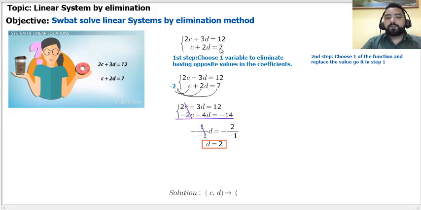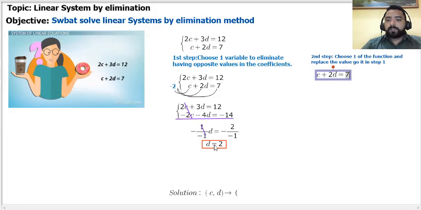In the second step, you have to go to the original system and choose one of the equations. You can choose the first one or the second one. In this case, I'm going to choose the second one because it's better. Why? Because we need to find the value for c, and c is without a coefficient. So I'm going to copy c plus 2d equals 7.